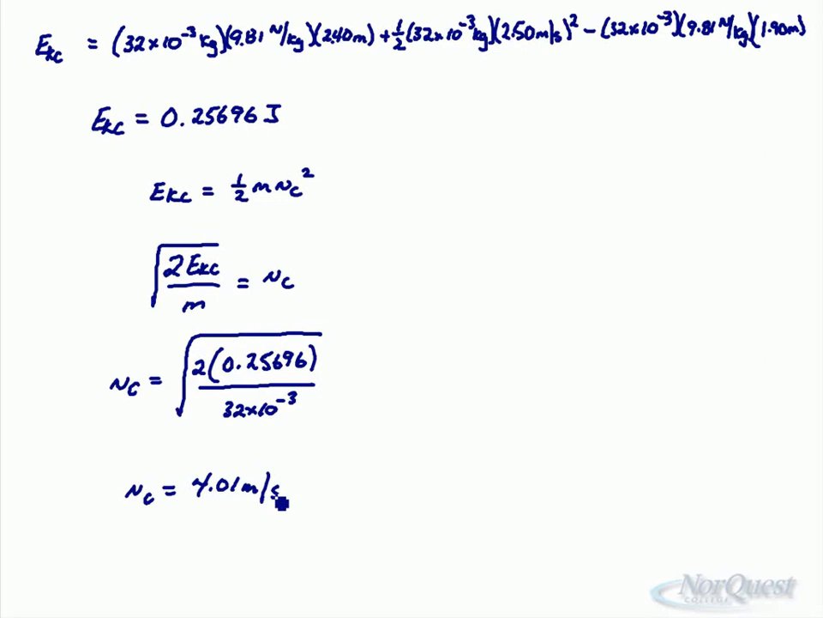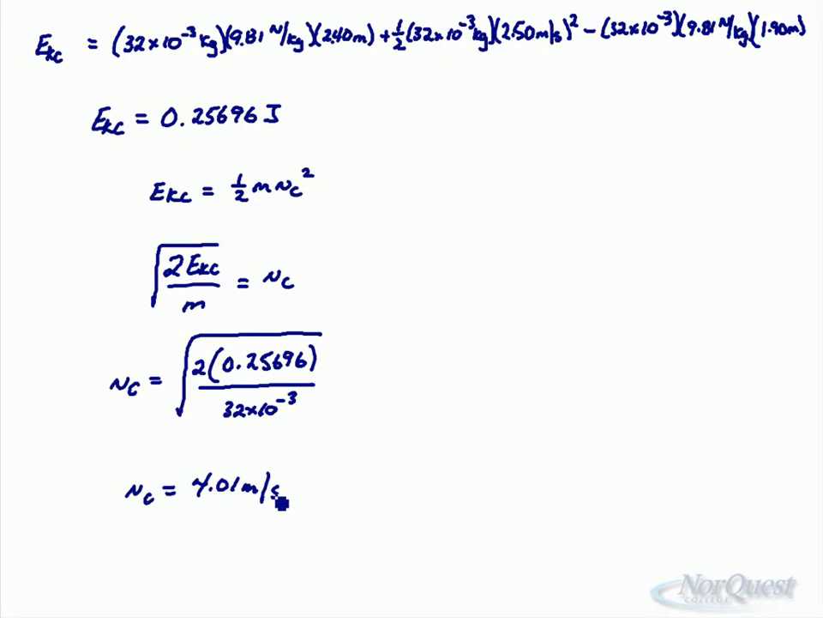And here you should do a quick bit of thinking to check to make sure that this makes sense. If A is the highest point on this loop-to-loop, and it's traveling at 2.5 meters per second, if C's at a lower point, it better be traveling faster than 2.50, and it is.